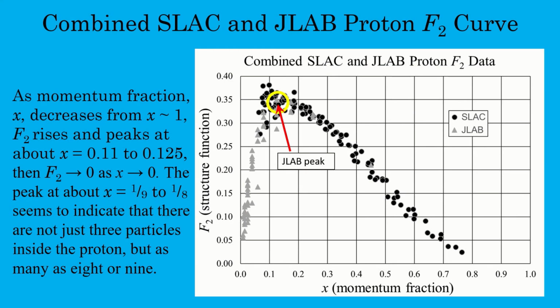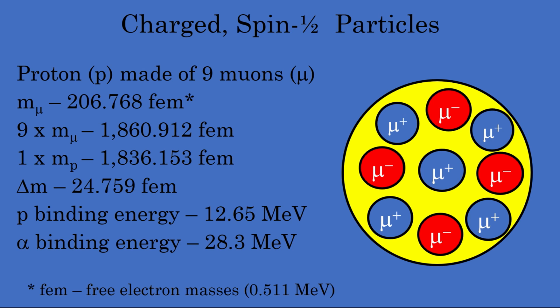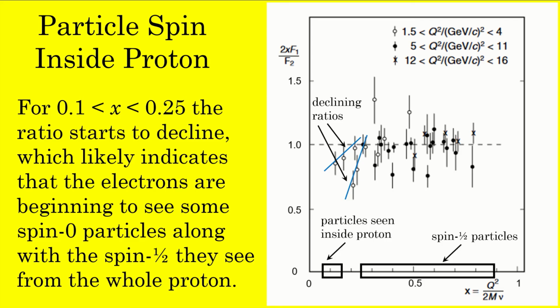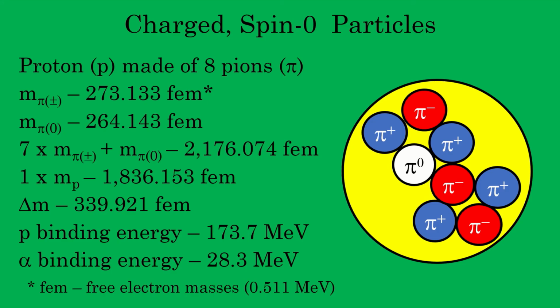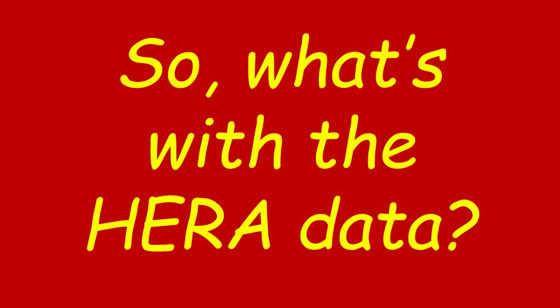In the last video, we saw that a complete set of low Q-squared proton F2 data indicates that the proton is made of 8 or 9 component particles. If these particles are spin 1/2 particles, as initially concluded by the MIT SLAC team, they are probably muons. However, a strong argument was made for the particles being spin 0 particles, which would make pions the likely proton components. Consequently, pions are the assumed proton components going forward. In light of this, the question arises, what is the high Q-squared HERA data telling us?